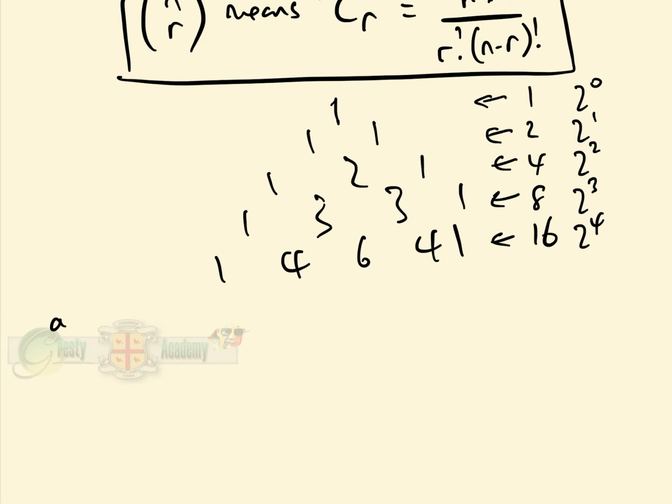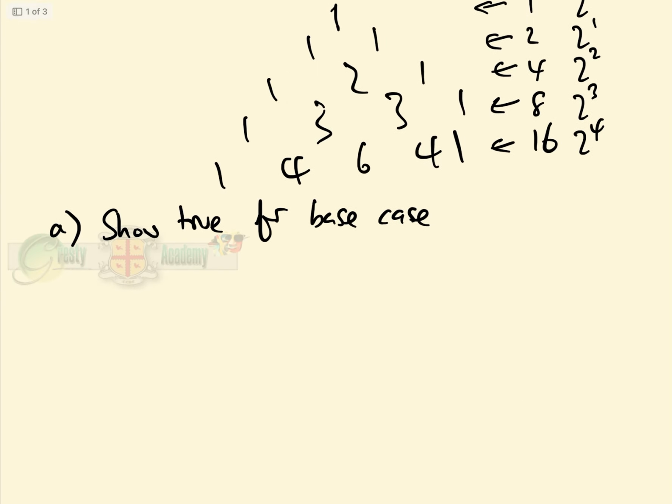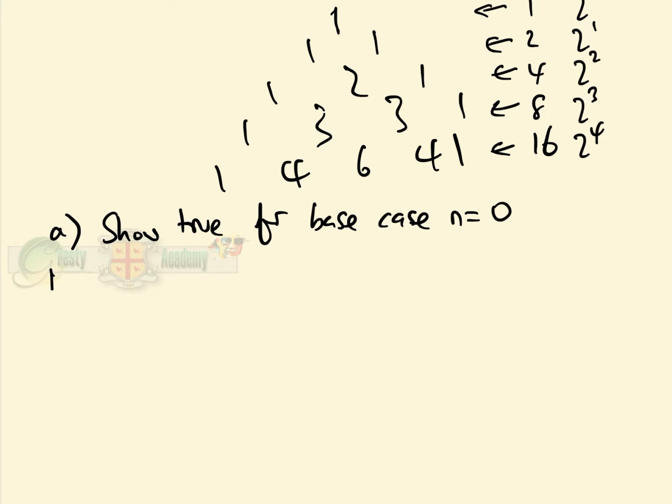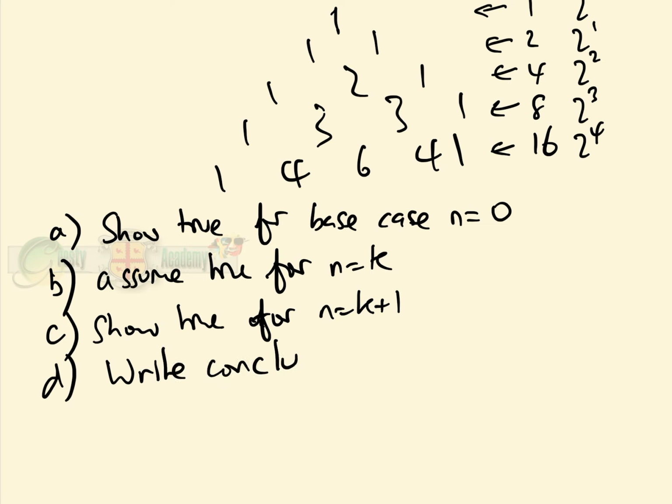What we need to do is, as usual, there are 4 bits. First of all, we need to show that it's true for the base case, and in this particular question it says the base case n greater than or equal to 0, so our base case is n equals 0. Then what we do is we assume true for n equals k. Then C, we have to show that it's true for n equals k plus 1, and then D, to get our final mark, we have to write our conclusion in the correct form. Okay, so let's get going.